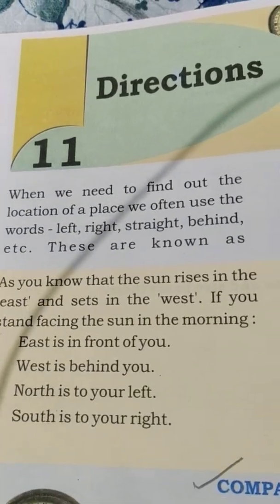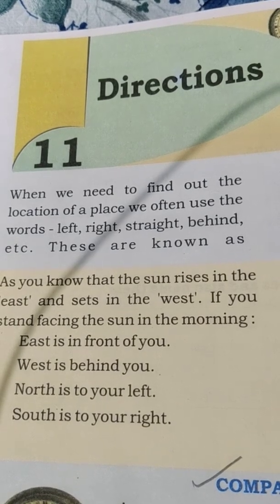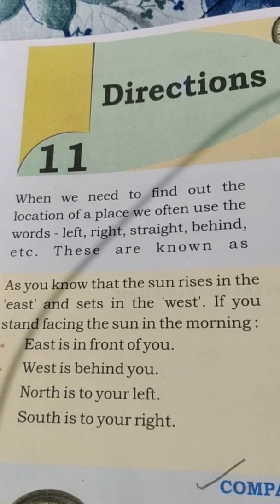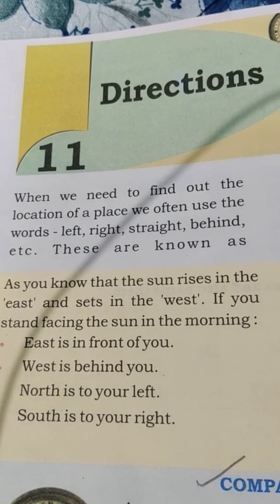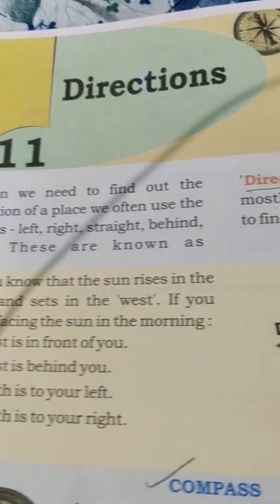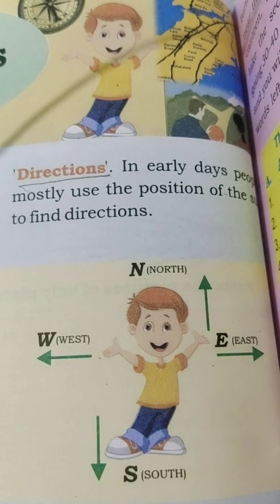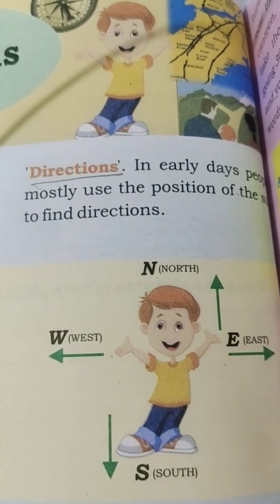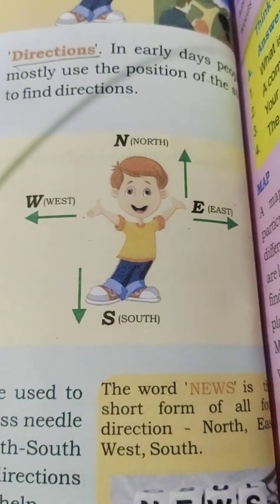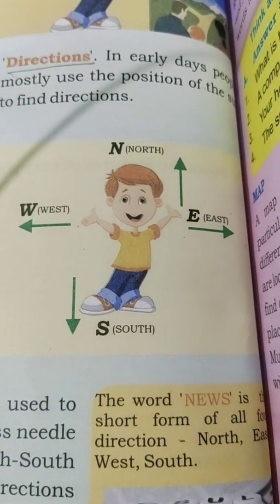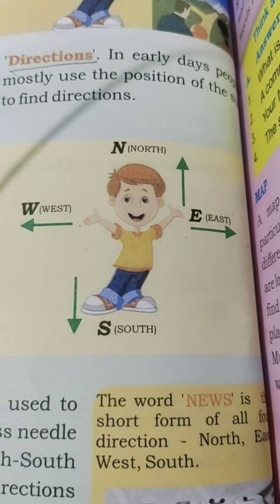When we need to find out the location of a place, we often use the words left, right, straight, behind, etc. These are known as directions. In early days, people mostly used the position of the sun to find directions. See children, how this boy is showing the directions east, west, north and south.